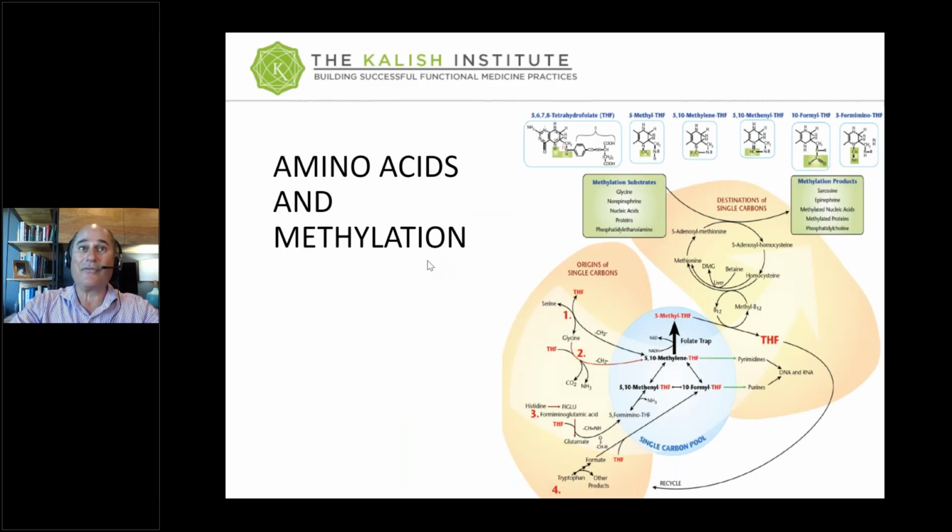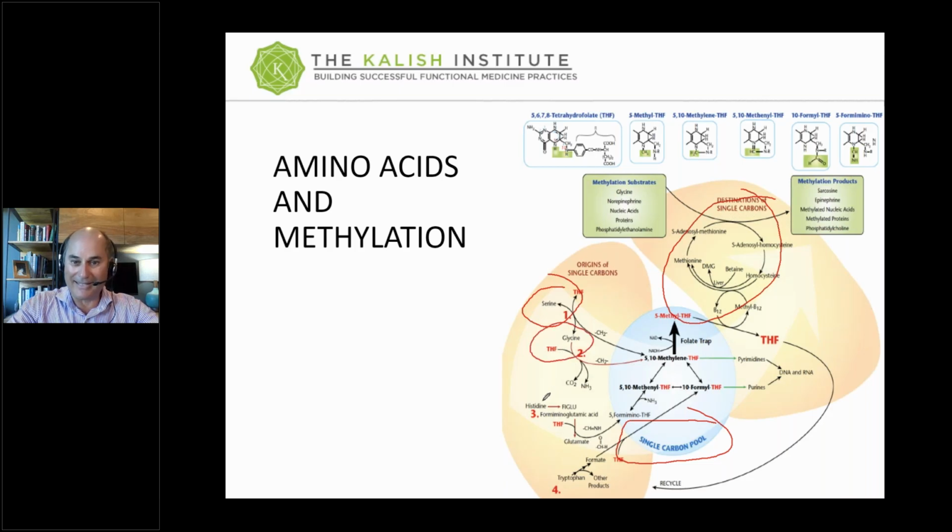Another sideline for why amino acids are so important is right here. In order to conduct methylation, you need to have something to methylate. You need to have some carbons, and the single carbon pool, we draw our carbons from amino acids: serine, glycine, histidine, glutamine, and tryptophan. Again, so we're back to picking on tryptophan.